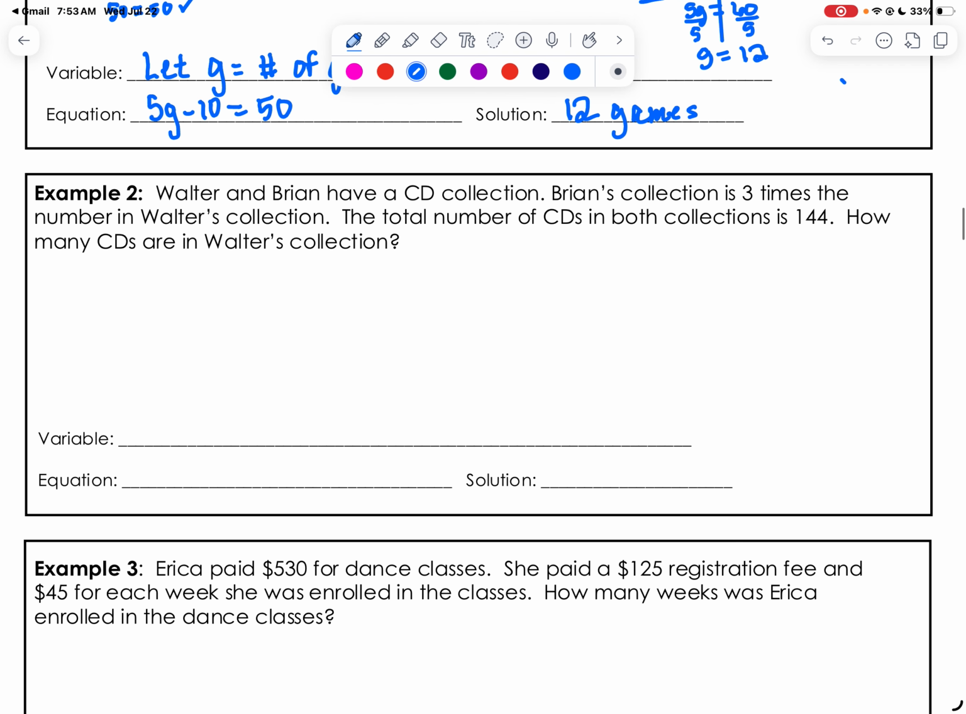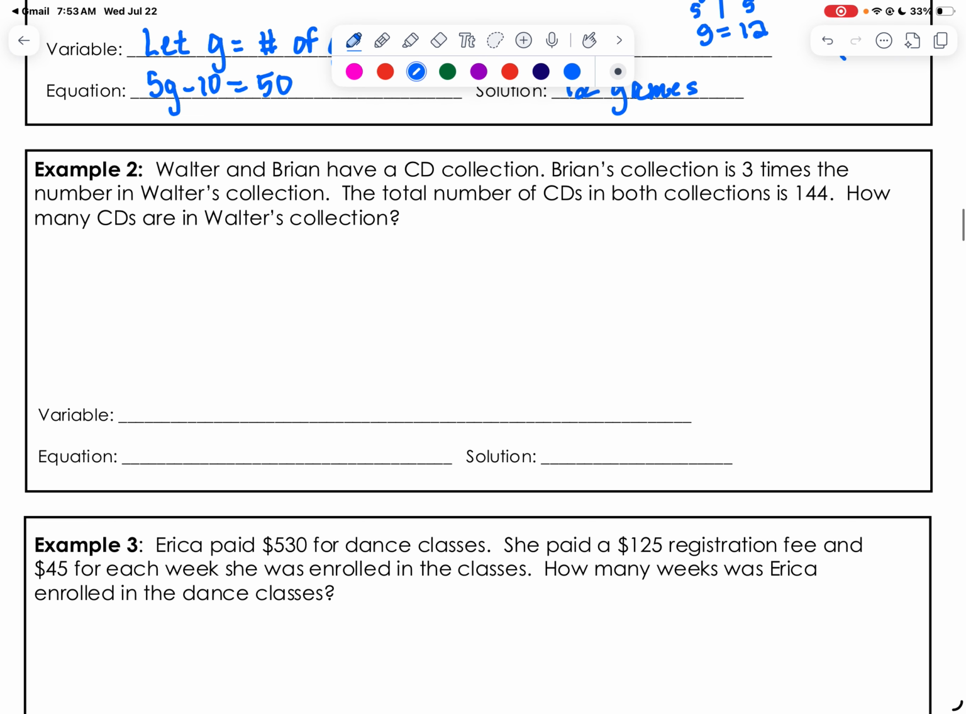In example 2, it says Walter and Brian have a CD collection. Brian's collection is 3 times the number in Walter's collection. The total number of CDs in both collections is 144. How many CDs are in Walter's collection?